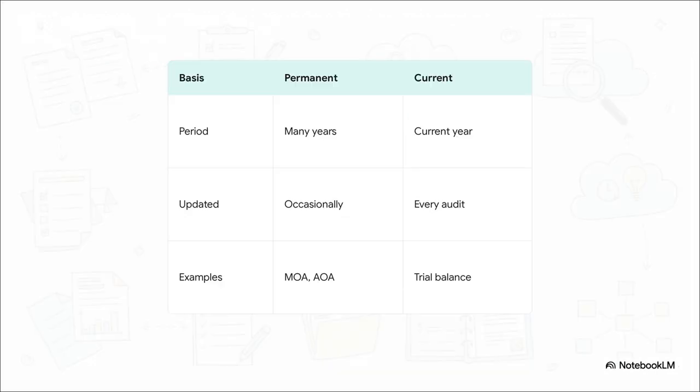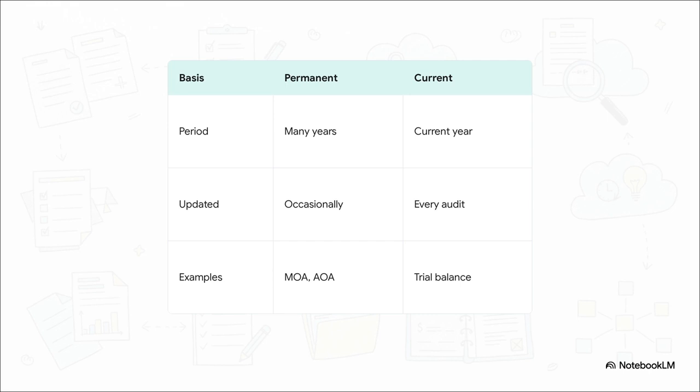And this brilliantly illustrates how all those retained documents are actually organized. It's a strict structural filing system divided into 2 main categories. First, the permanent audit file. This holds information that's useful for many years and is only updated occasionally. Think the Memorandum of Association, Articles of Association, long-term agreements, or core accounting policies. Meanwhile, the current audit file contains evidence relating only to the current year's audit, and it is updated every single time. This is where you put this year's trial balance, debtor confirmations, and current working papers.